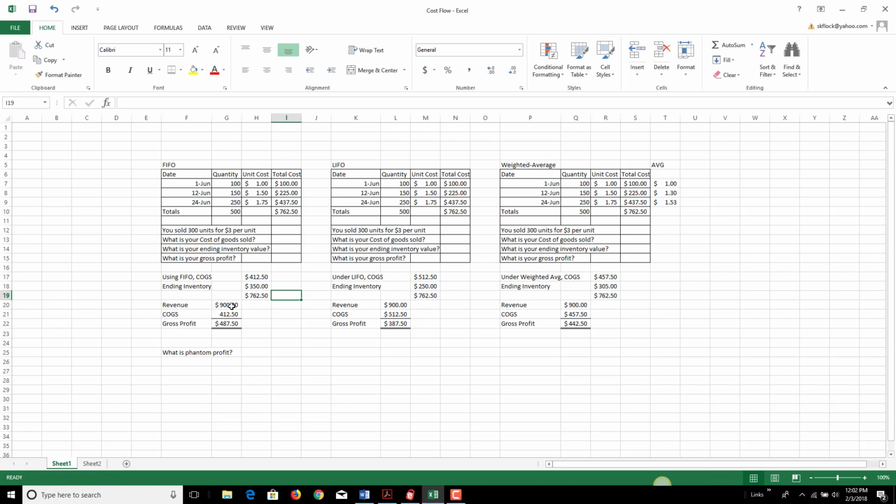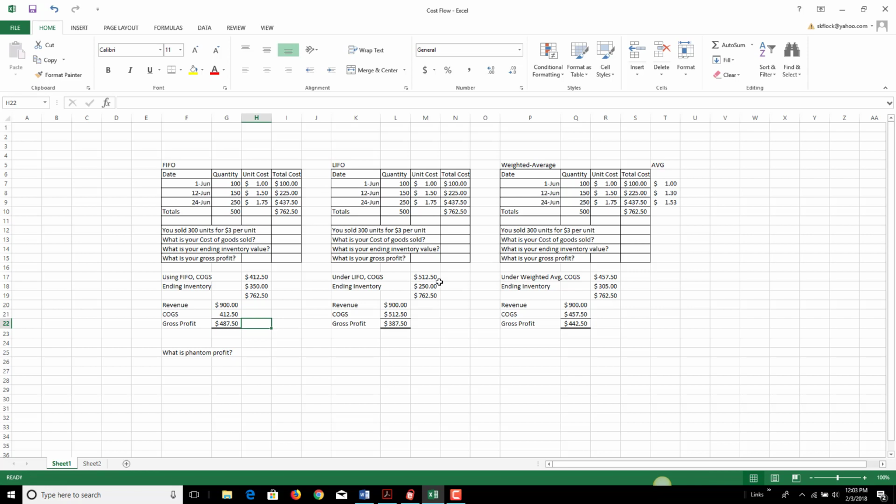So my revenue, if I sell 300 units for $3 a piece, my revenue is $900. That's not going to change between each of these scenarios. My cost of goods sold is $412.50. There's my gross profit, $487.50. So let's go take a look at what happens under LIFO.